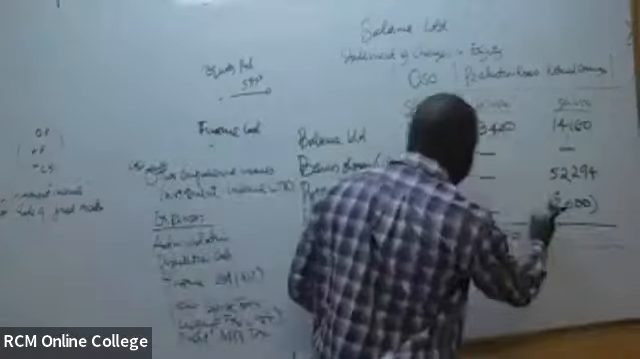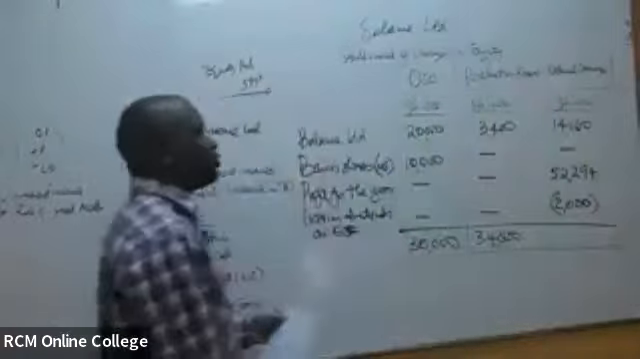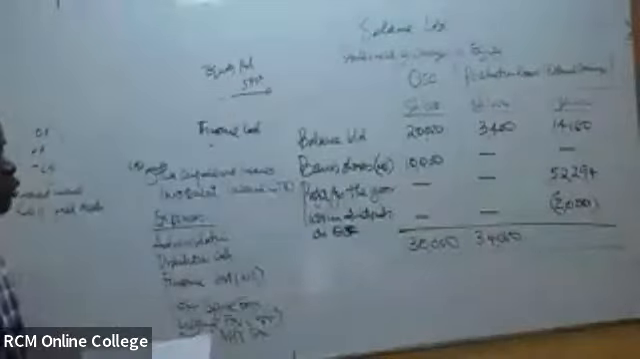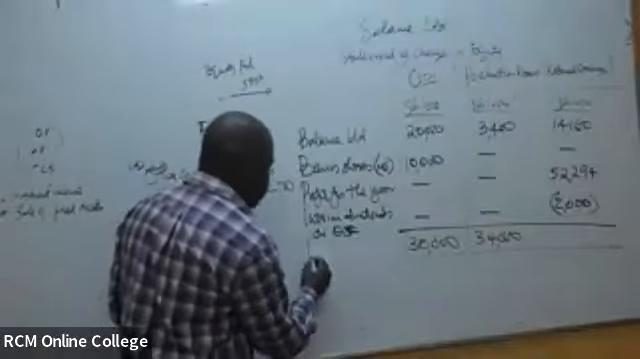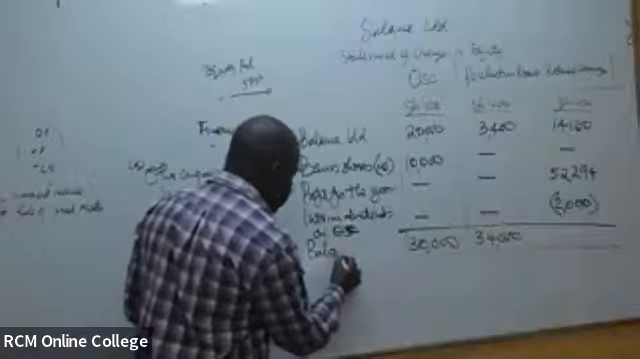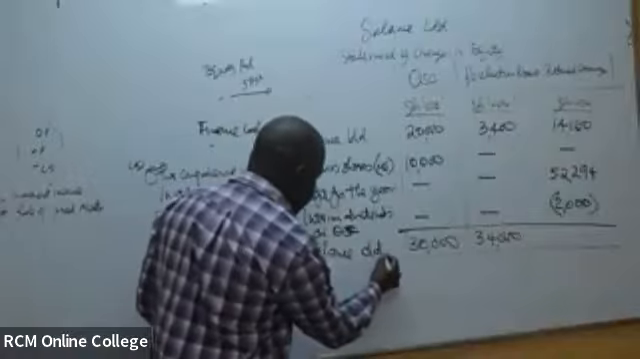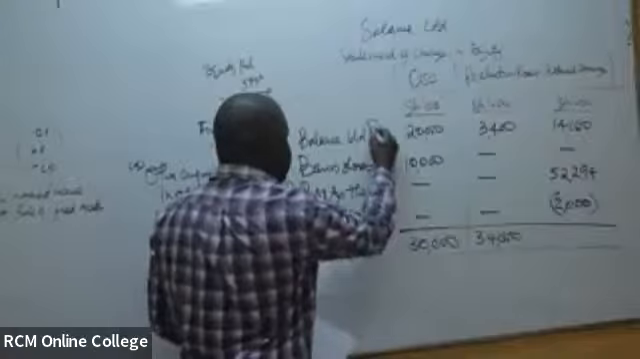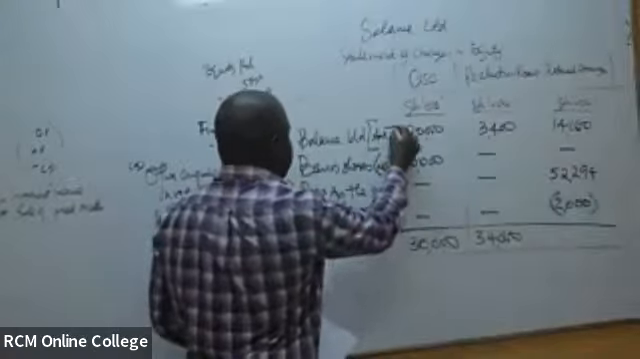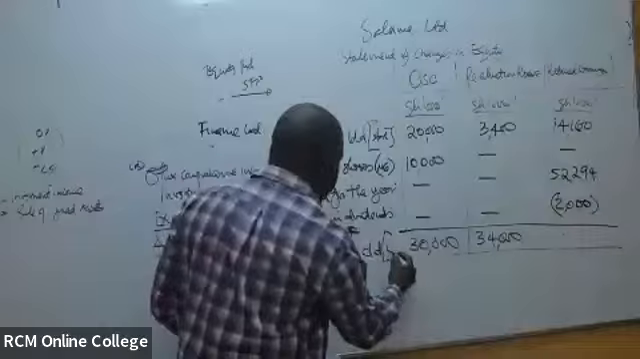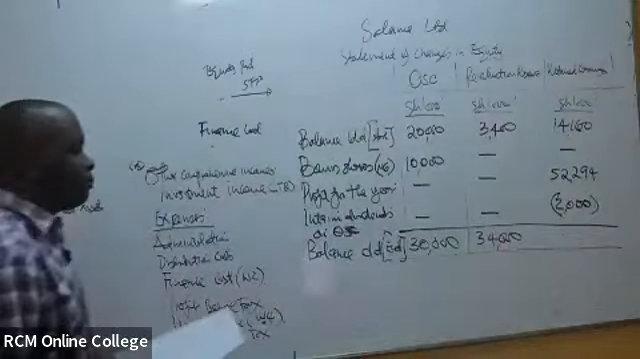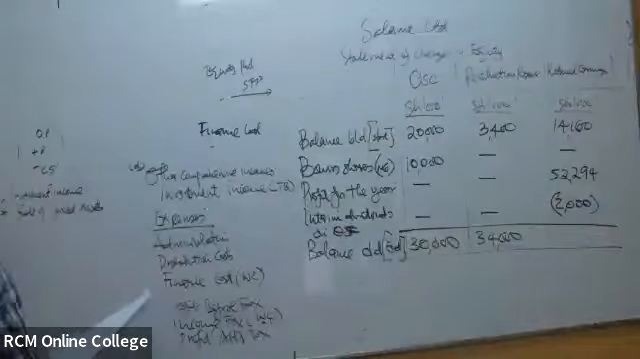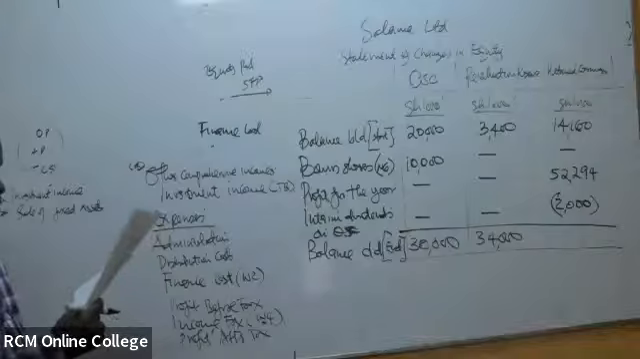Then this one, if you do the computation, what are you getting? 14,160 plus 52,294. So these are basically balances that are carried down at the end of the year. This one is at the start of the year. This one is at the end of the year. So 14,160.